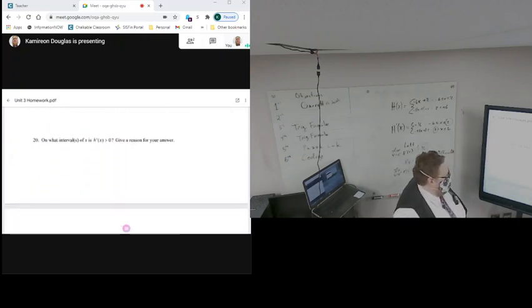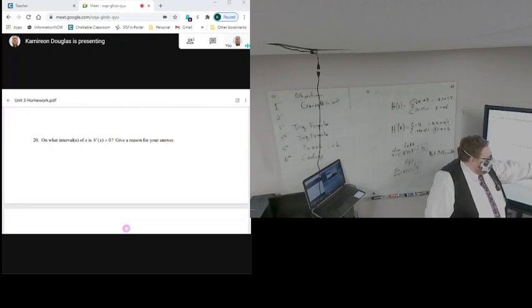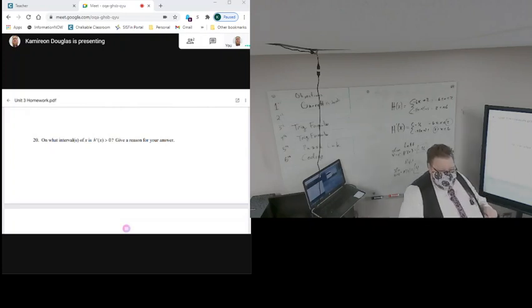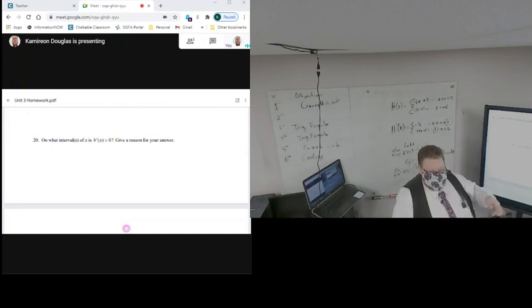On what intervals of x is h prime of x bigger than 0? Give a reason for your answer. It's like taking a graph and turning it into a derivative. That's what I get stuck on. Okay, so ask the question a different way. What does this statement mean? H prime of x is bigger than 0. Wait, the slope bigger than 0? The slope is bigger than 0, so it's another way we've said that in this class.